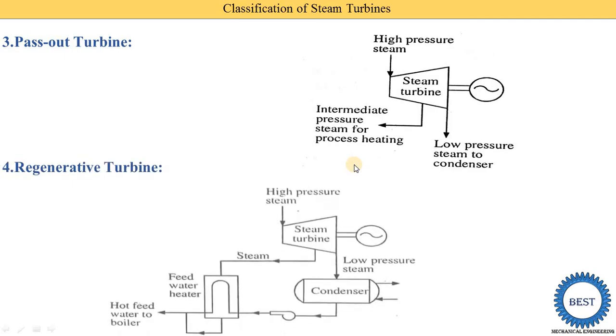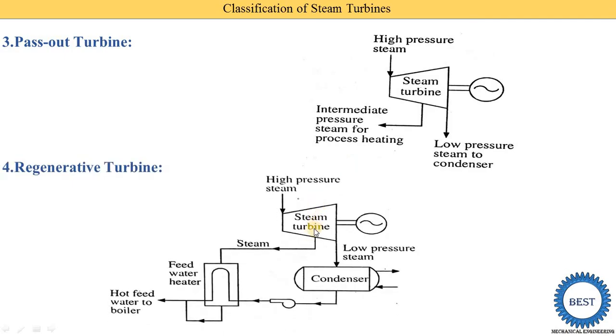And the last one is the regenerative turbine. Regenerative means some quantity of steam is taken out from the steam turbine and supplied to the feed water heater, where the temperature of the feed water is increased, and then it is supplied as hot feed water to the boiler. It is called a regenerative turbine.